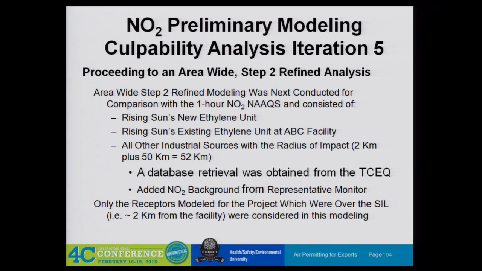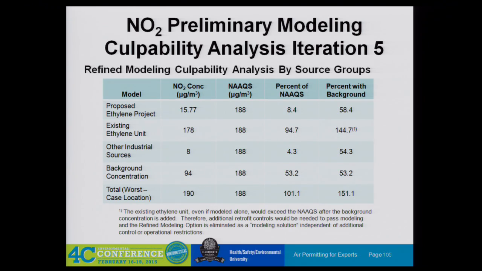Very good. So then we said, okay, what if we didn't get under the seal? Is this going to be so bad? Let's check it out. So we did area-wide refined modeling, and we threw in Rising Sun's existing unit, this new big expansion unit, and all the other industrial sources within 50 kilometers. And went through our database retrieval and added an NO2 background from a representative monitor and looked at the receptors which were over the seal, and here's what we got. The proposed project, again, this was a 15.7 number. We were trying to get down to 7, so that stayed the same.